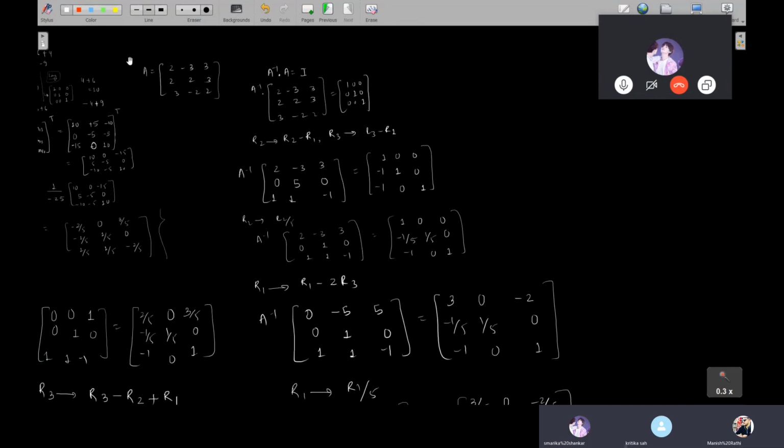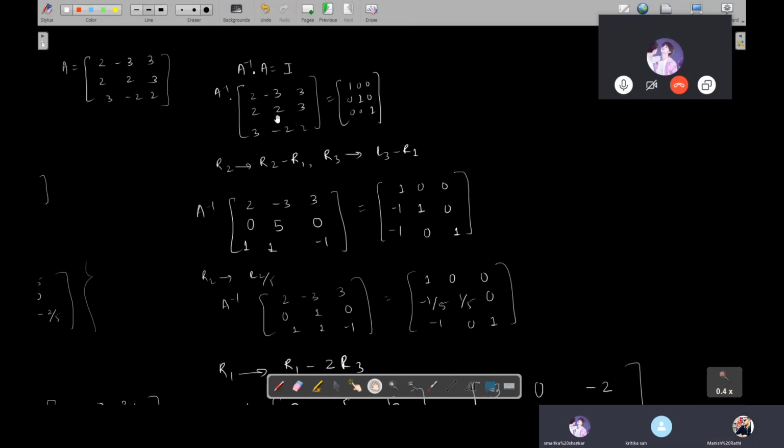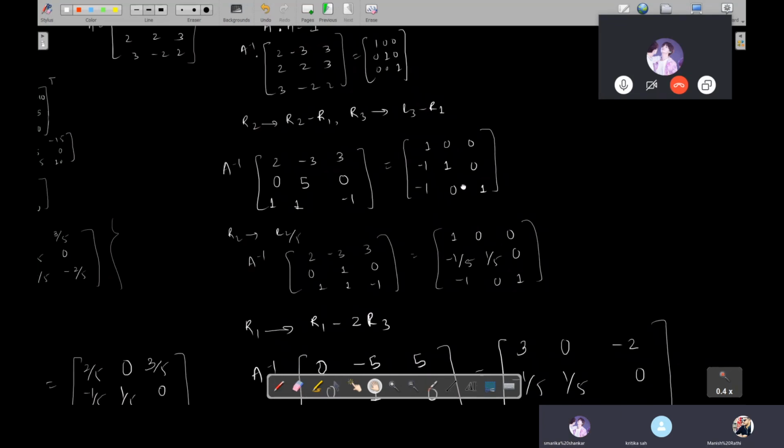So let us see from here itself. The question is 2, minus 3, 3, 2, 2, 3, minus 1, 0, 0, 0, 0, 0, 1. R2 minus R1: 2 minus 2, 2 plus 3 is 5, 3 minus 3 is 0. R2 minus R1: 3 minus 2 is 1, this is minus 2, minus 2 plus 3 is 1, 2 minus 3 is minus 1, 1, 0, 0. R3 minus R1, so 0, minus 1, 0, 1. Here it is correct.